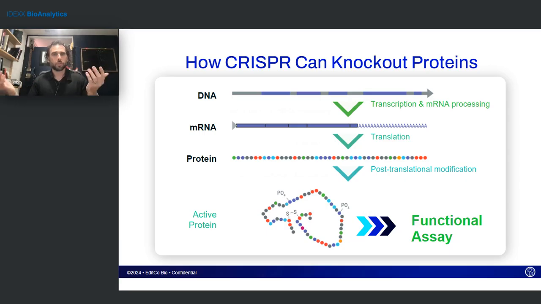So how does this occur? Well, we just have to go back to our basic biology class in which we learned about the central dogma of molecular biology. First, we know that DNA gets transcribed into RNA. That RNA then gets translated into protein, and this protein gets processed with post-translational modifications to fold into its active form. From there, you can perform functional assays to determine these protein readouts, right? This is basic biology that we all learned back in grade school.